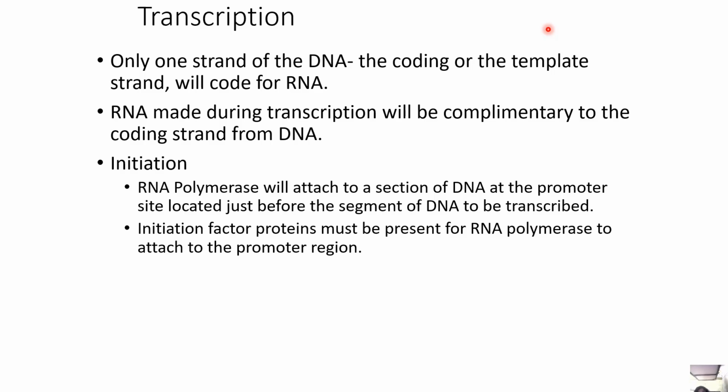So RNA polymerase will attach to a segment of DNA called a promoter, located before the bit of DNA to be transcribed. Initiation factor proteins must be present for the RNA polymerase complex to attach to the promoter region.